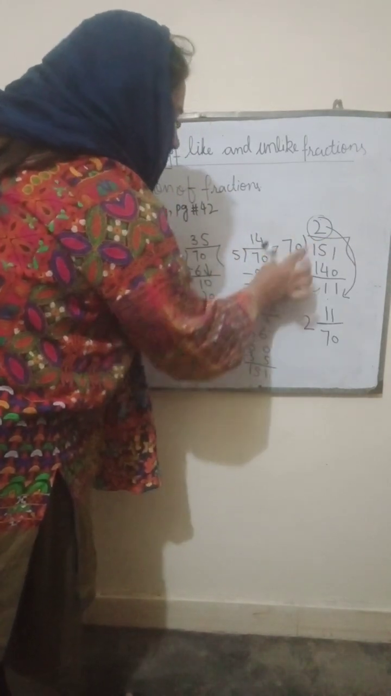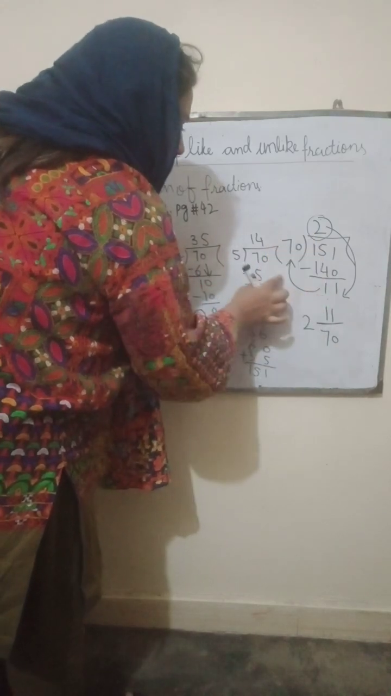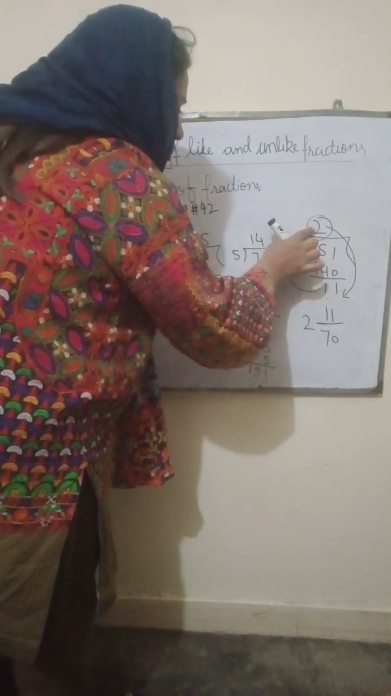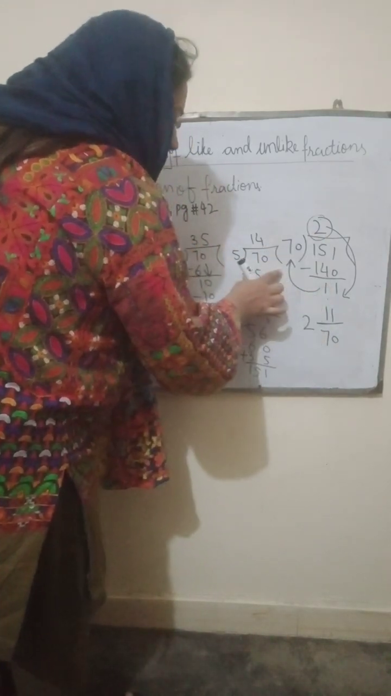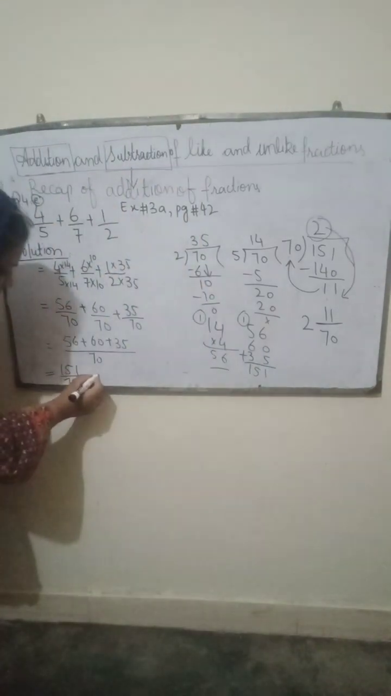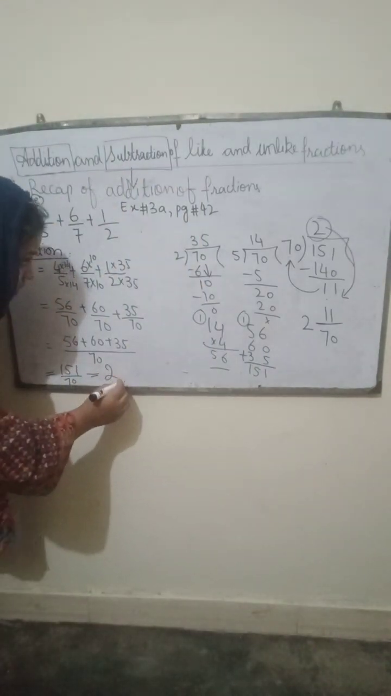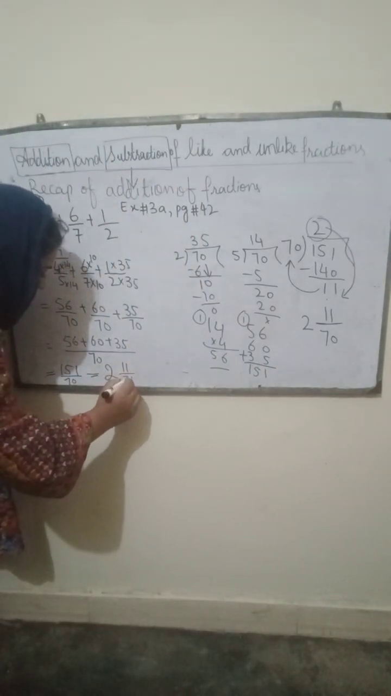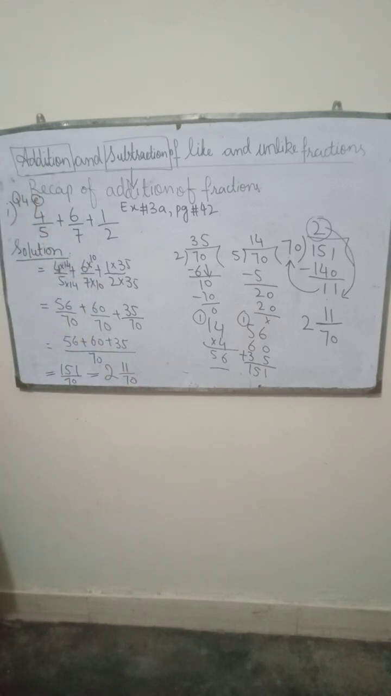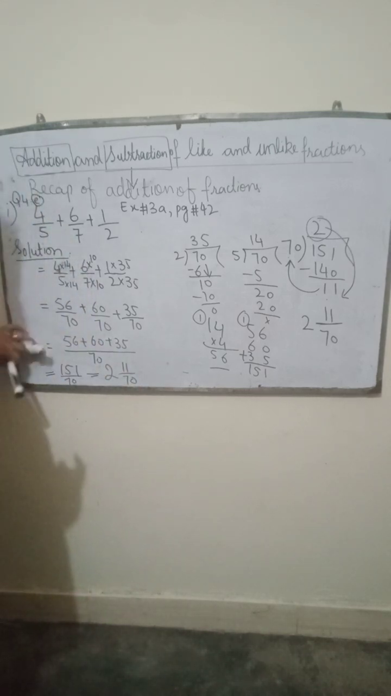Look at the circle. 2 whole number 11 over 70. So it is the answer. Hopefully students, this concept is clear.